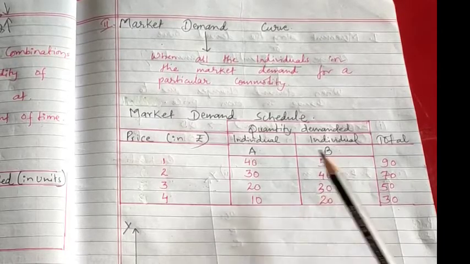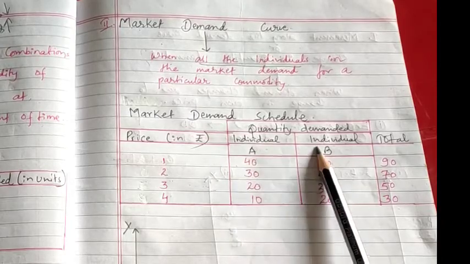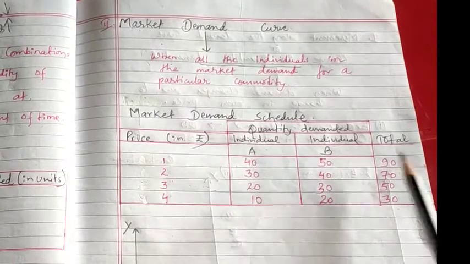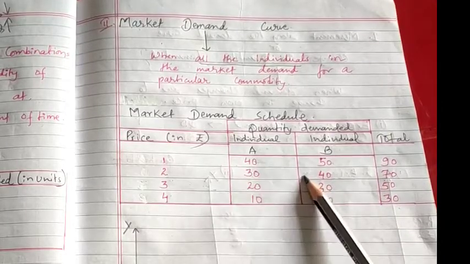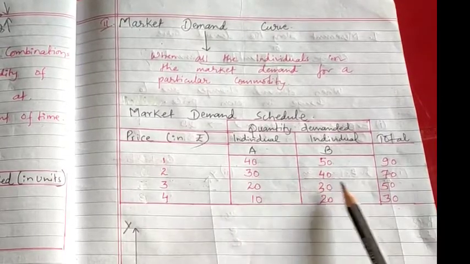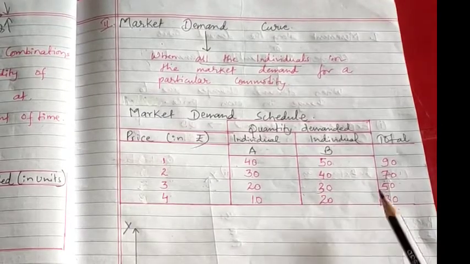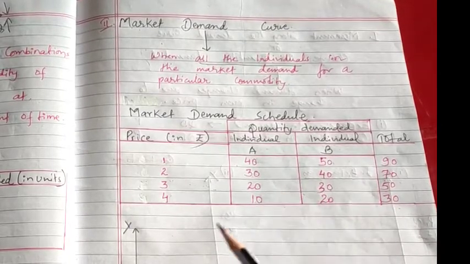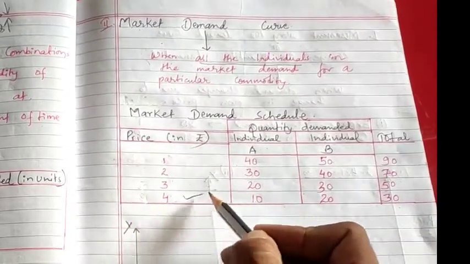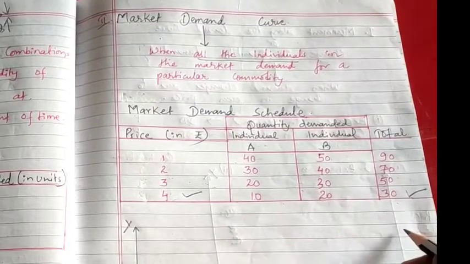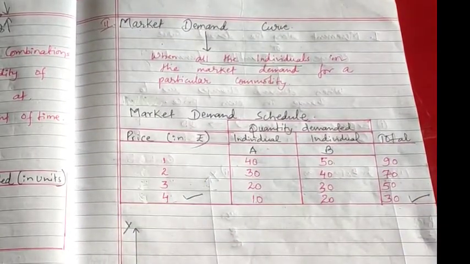Now what is market demand? When both these demands are added together. Clear? When individual A and individual B demand are added, we get market demand. So 40 plus 50 is 90, 30 plus 40 is 70, 20 plus 30 is 50, and 10 plus 20 equals 30. Based on this schedule, we'll draw a market demand curve. We'll consider this price and this demand, and based on this quantity demanded and price, we'll draw the market demand curve.